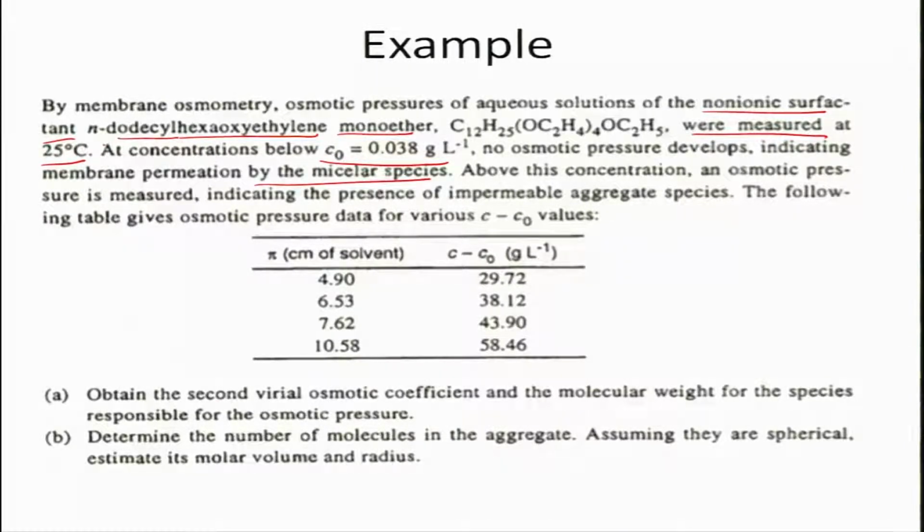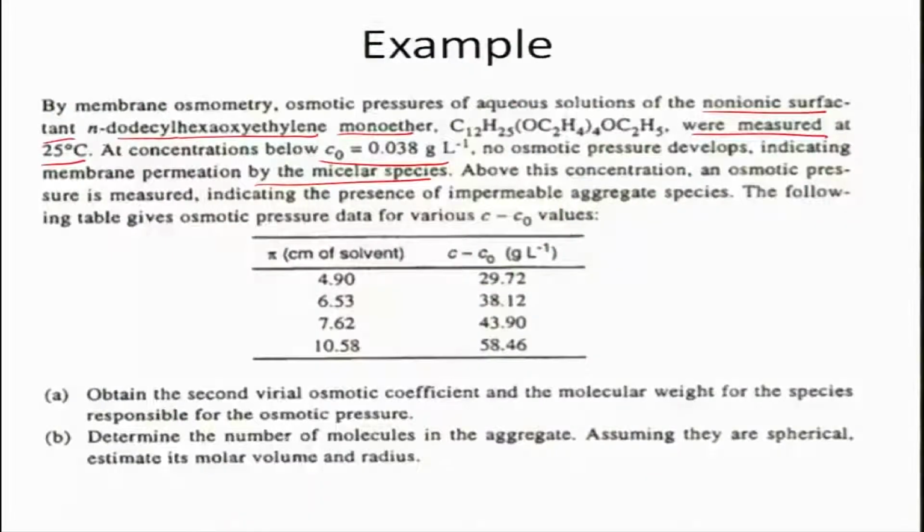by the micellar species. Remember that osmotic pressure will develop only when only one of the compounds moves. For example, for the case of a solvent plus solute, if only the solute is diffusing, then there will be an osmotic pressure developed, or vice versa. In this case, above this concentration, 0.038, an osmotic pressure is measured, indicating the presence of impermeable aggregate species. The reason they are showing aggregate species is that when you put surfactant in a solution, they tend to aggregate, but that aggregation depends on the concentration. So above this concentration an osmotic pressure is measured, indicating the presence of impermeable aggregate species.